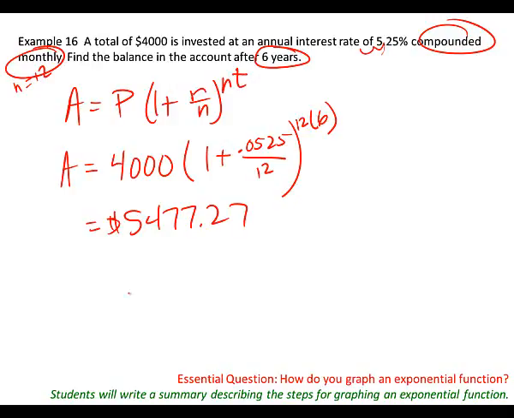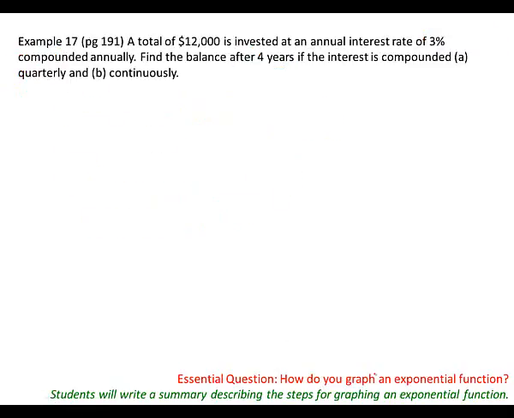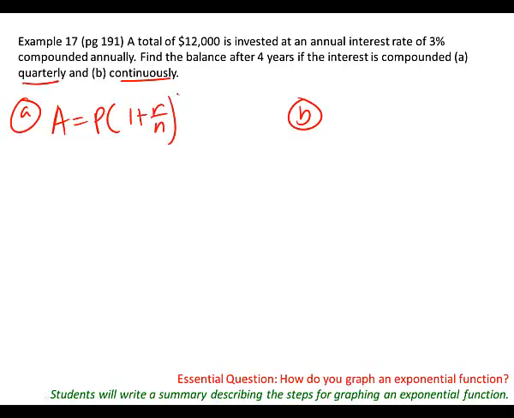Okay, let's look at 17. 17 has us do a couple of things. So on 17, they give us the money, they give us the rate, they give us the years, but then they say there's 2 parts. In part A, they want us to go quarterly, and in part B, they want us to go continuously. So part A is our same old formula, A equals P times 1 plus r over n to the nt power. This one here is my PERT formula for continuously.